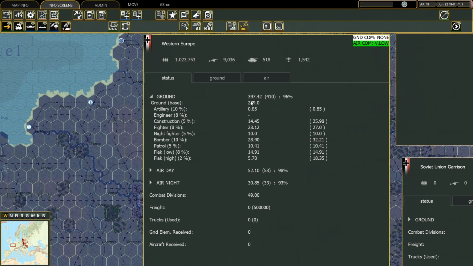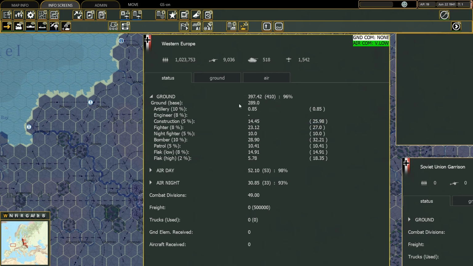Here you have the total combat value of the ground requirement, and here is the minimal requirement for the ground elements in this theater box. So you have a total of 397.42, and the minimal is 410, and what you have is 96% of what you should have, or what is required. So far so clear.